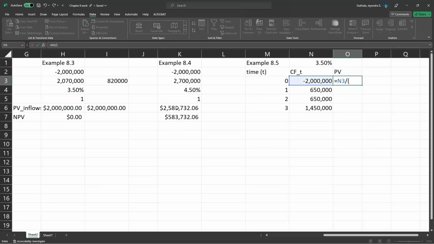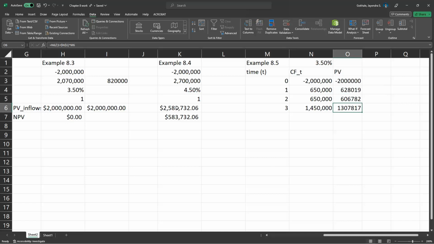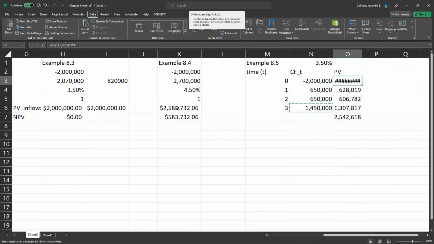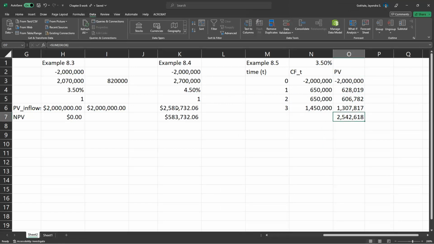Equals cash flow divided by parenthesis 1 plus rate, and fix that. So fix the rate, to the power of 0, to the power 1, to the power 2, to the power 3. And then if you want the present value of the cash inflows, just add the present value of the inflows, which is 2540, comma separators please. Sure, comma separators, and Alt-OCA, which is format column autofit. So we can see the present value of cash inflows is $2.5 million, PV underscore CF, present value of cash inflows.